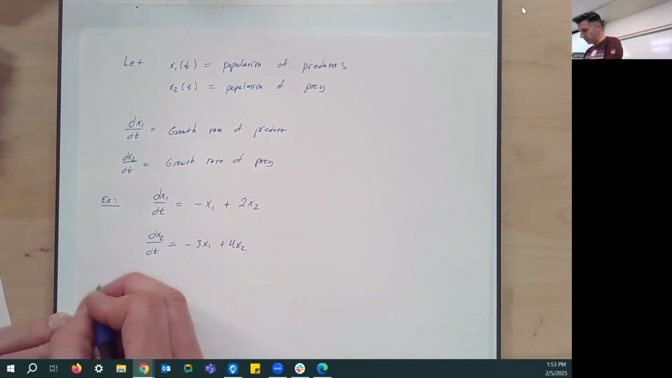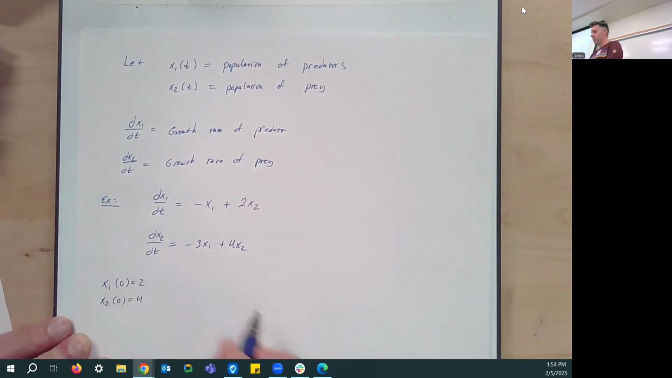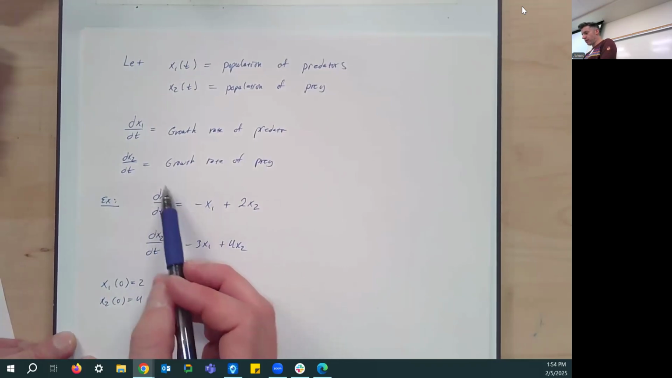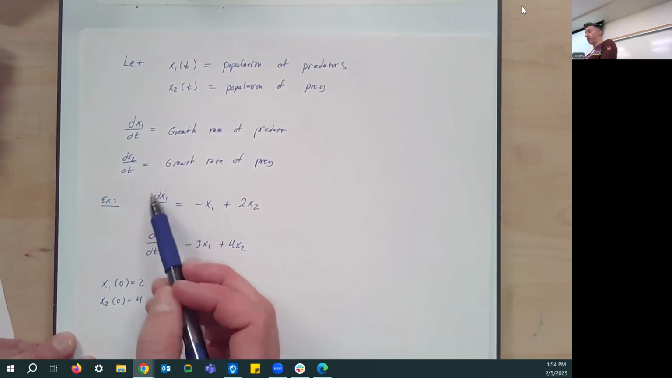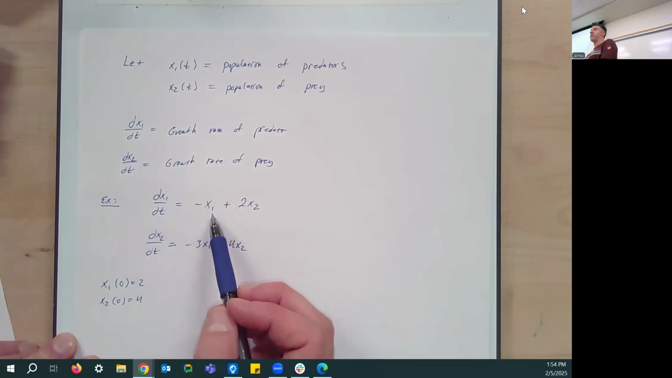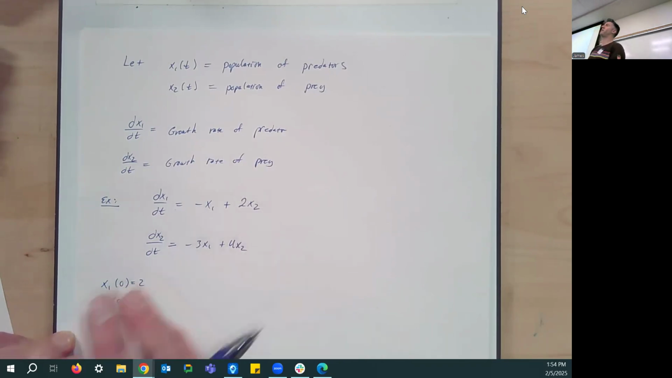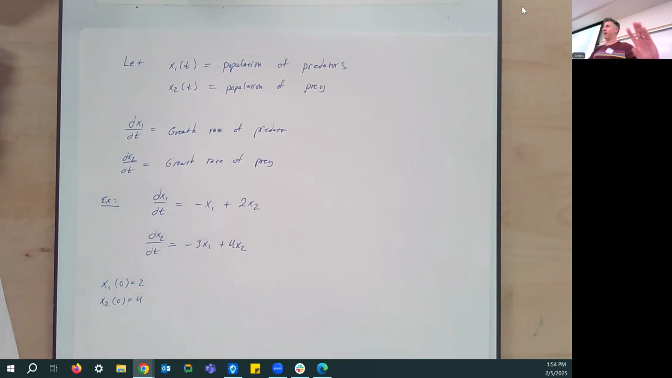And some initial conditions: x1 of 0 is equal to 2, x2 of 0 is equal to 4. So again, if you're thinking about this as the rate of change of the predators, having more predators is going to be harmful because it's going to lead to less prey. Having more prey is going to be beneficial because there's more to feed on. I know that's a very basic interpretation of this. I'm not getting into all the biology of it, I'm just trying to make it make a little bit of sense.